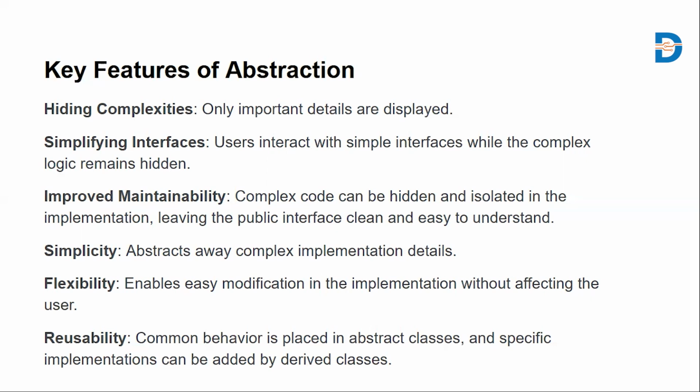Our fourth point is simplicity. By abstracting details, we make our programs easier to understand and work with. That is what simplicity is. Then flexibility: the underlying code can change without impacting the users of the class. Then reusability: common functionalities can be placed in abstract classes and specific implementation can be provided in the child classes. So that is what reusability is.